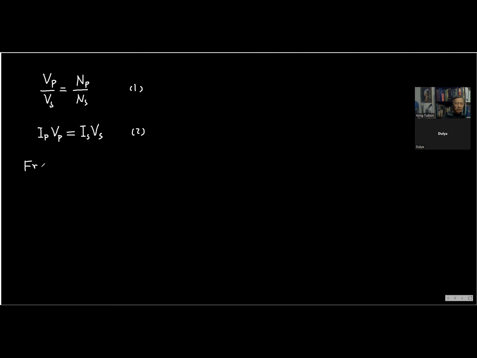Can we rewrite equation 2? From equation 2, we can rewrite IP over IS. Can you see? Yeah. That will be equal to VS over VP. Can you see? Well, this is our third equation. So then we do substitution. If we substitute equation 1 into equation 3, what can we obtain? Can you write it down?